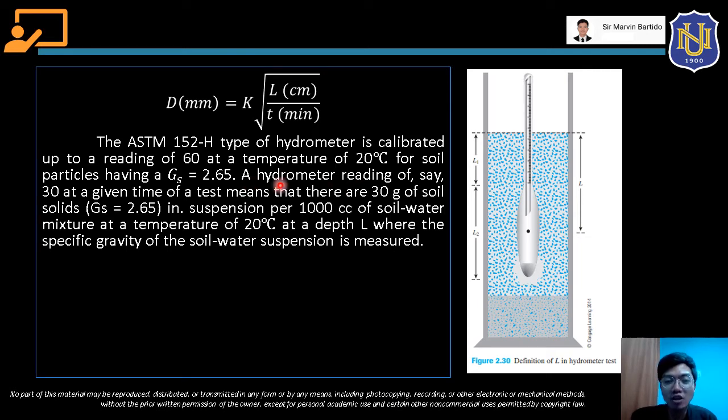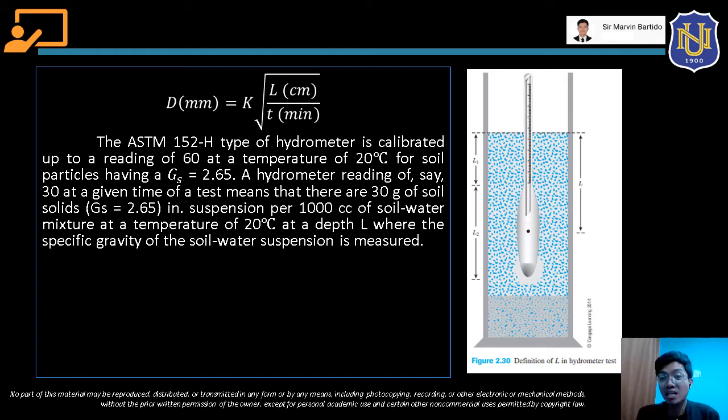Okay. So, a hydrometer reading of say 30 at a given time of a test means that there are 30 grams of soil solids in suspension per 1,000 cc of soil-water mixture at a temperature of 20 degrees Celsius at a depth L, where the specific gravity of the soil-water suspension is measured. So, ganun pala class yung interpretation na kapag halimbawa 30 class yung reading natin dito sa hydrometer natin. So, ibig sabihin pala nun class, 30 grams ng soil solid yung nakalutang at depth L for that time. Okay, so yun pala yung interpretation natin doon class.